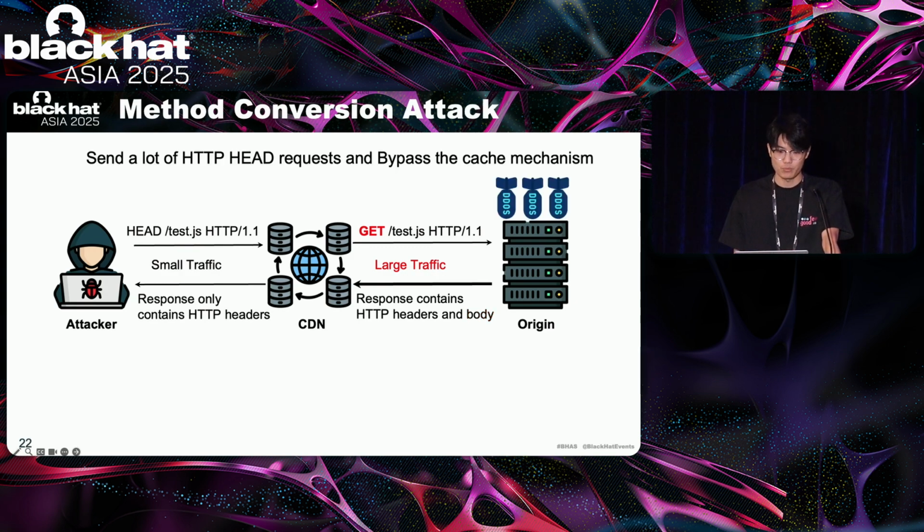So how does this attack work? It's actually simple. The attacker just needs to bypass the CDN cache mechanism and send a massive number of HEAD requests. Each one gets converted into a GET request at the origin. It can cause huge traffic from the origin server, while the client only receives minimal data.